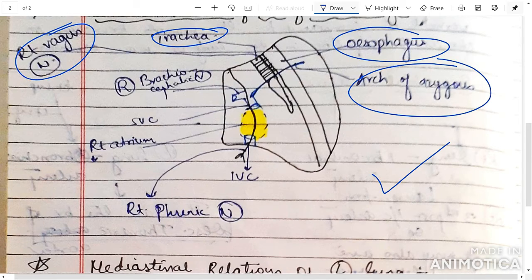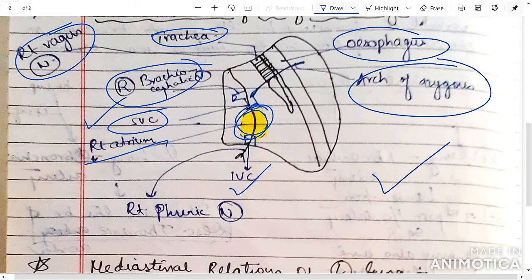Okay, this is the right brachiocephalic vein, this is the superior vena cava. And this is the inferior vena cava. If this is the superior vena cava and this is the inferior vena cava, then what is this? This is the right atrium. It is understood from the superior vena cava and inferior vena cava only. This is the right phrenic nerve we can see.